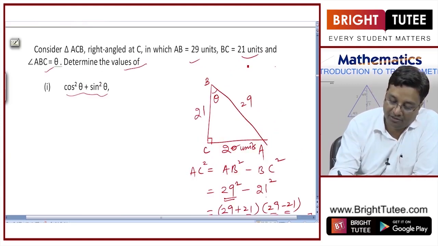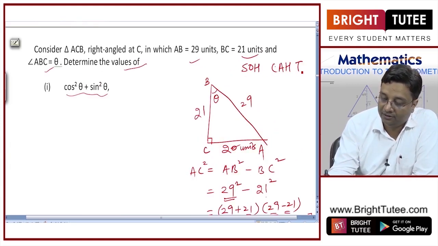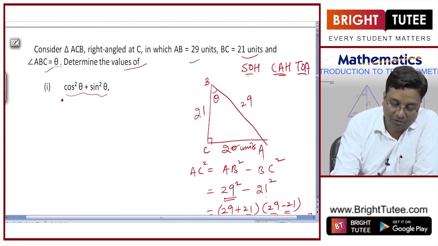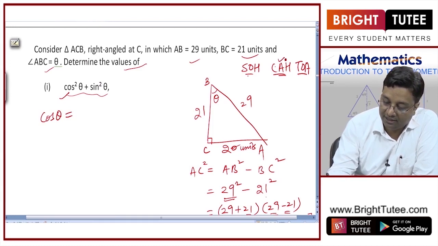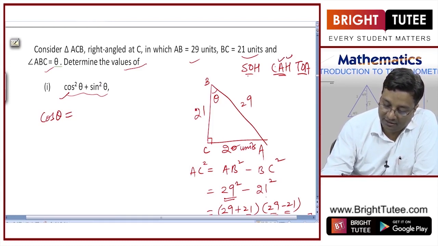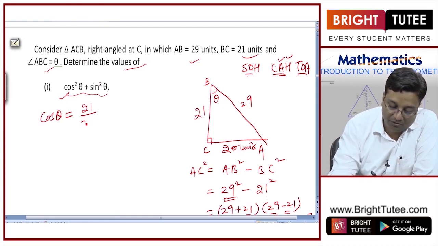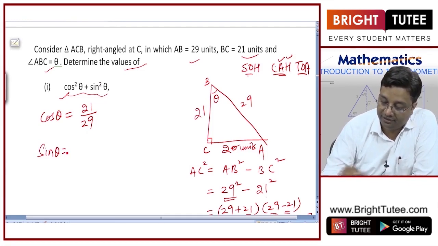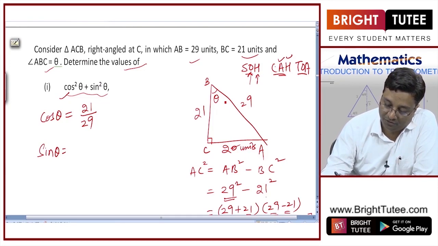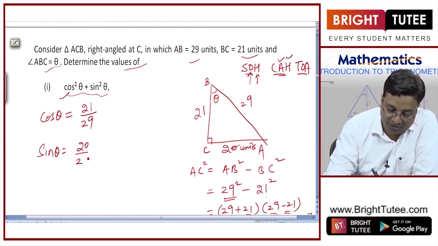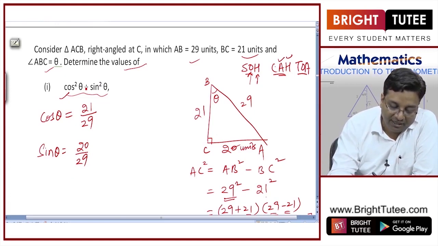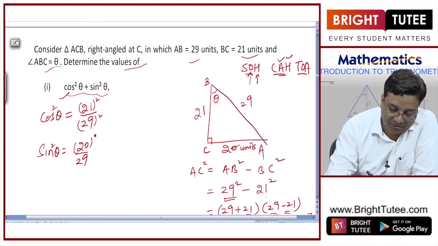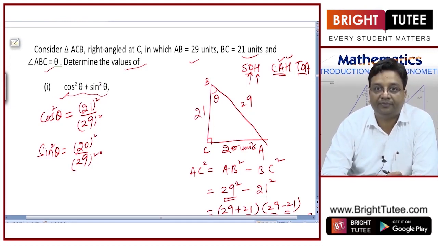Now again that mnemonic will come into the picture, so ka toa, right? For cos, what is cos theta? Adjacent upon hypotenuse. What is adjacent side here? 21. What is hypotenuse? 29. For sin theta, we can write opposite upon hypotenuse. What is opposite here? 20. What is hypotenuse? It is 29. And I need the squares here, so I can square these. Sin square theta, cos square theta. This will be 21 square by 29 square, 20 square by 29 square.